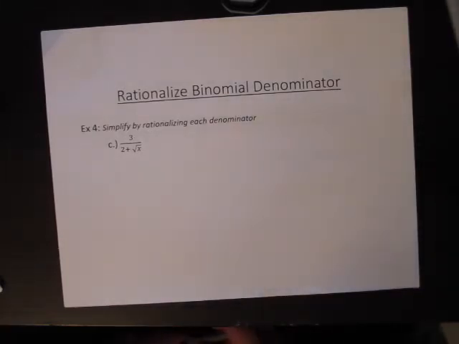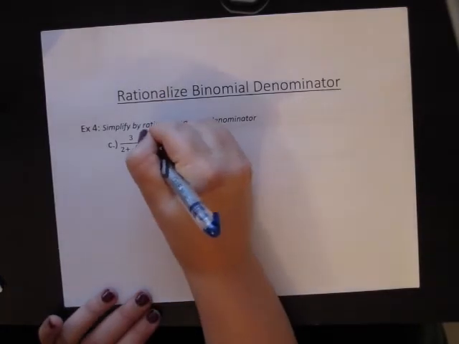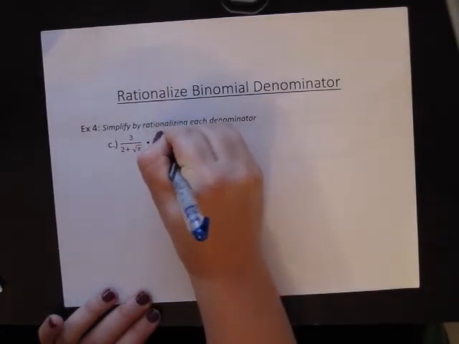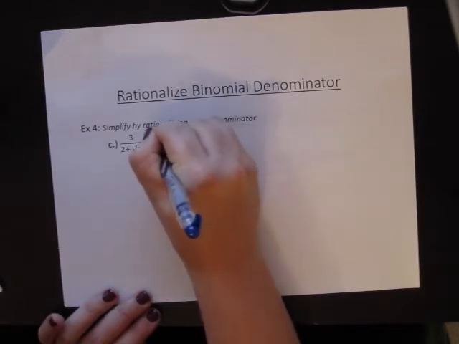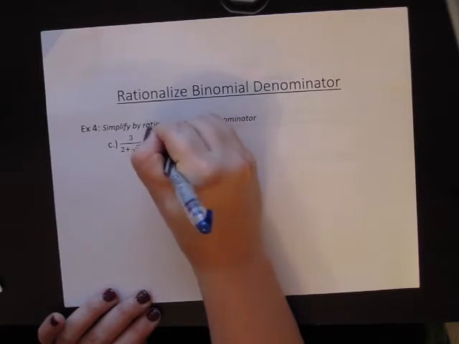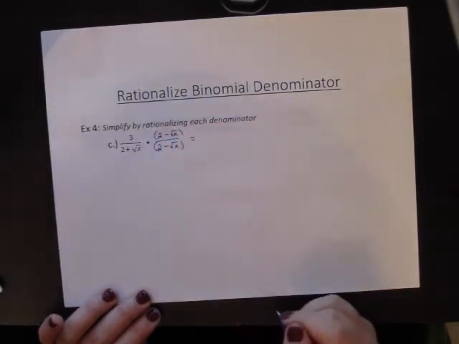Alright, so we got 3 over 2 plus the square root of x. So first thing I want to do is multiply by the conjugate. So it would be 2 minus the square root of x over 2 minus the square root of x. The top we're going to have to distribute. The bottom we're going to have to FOIL.